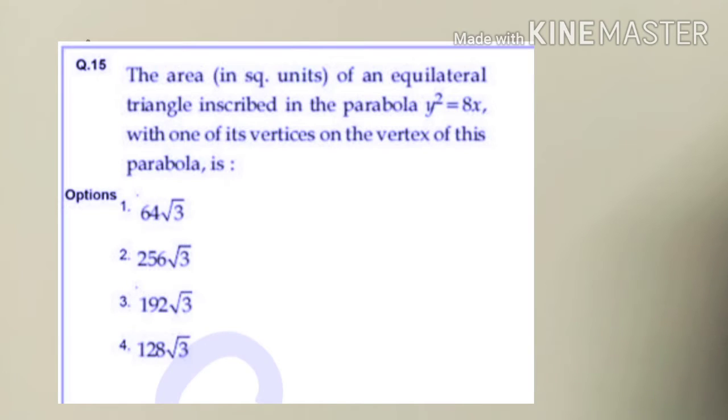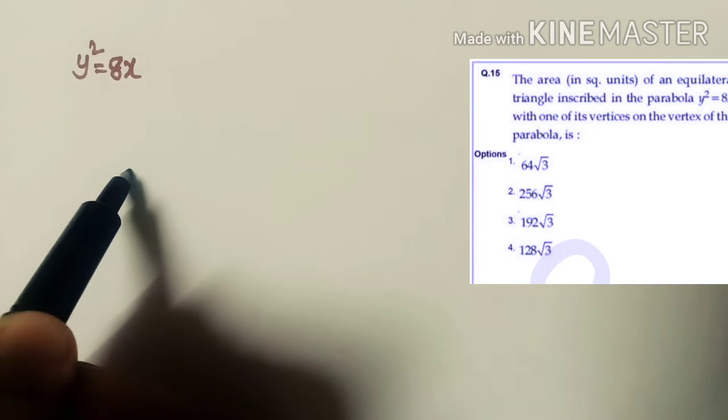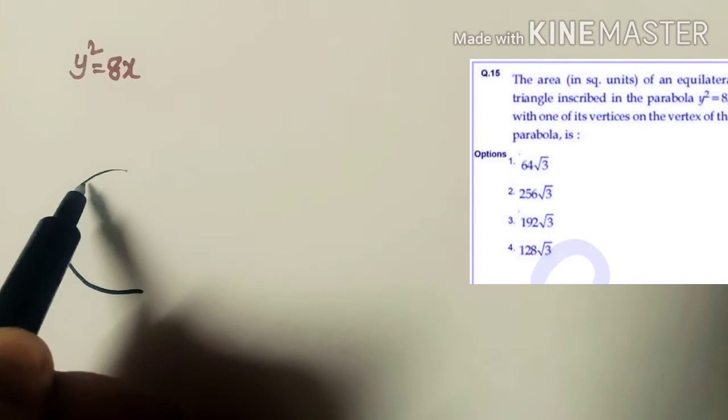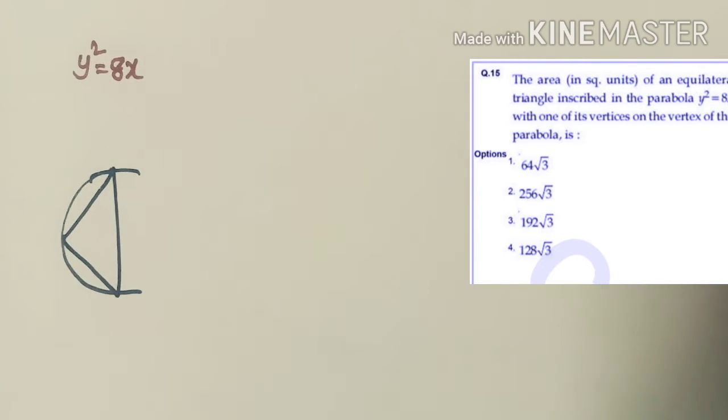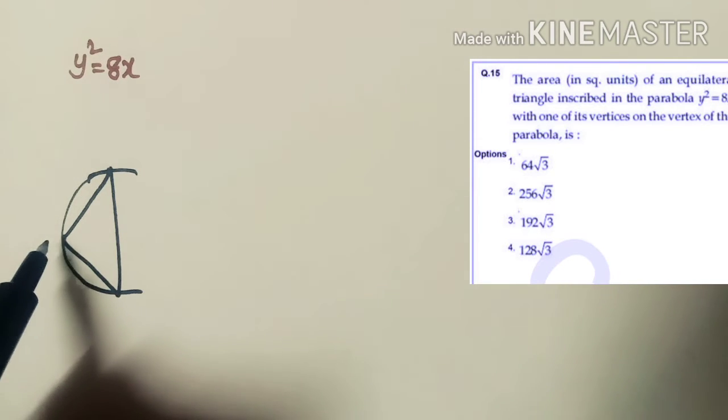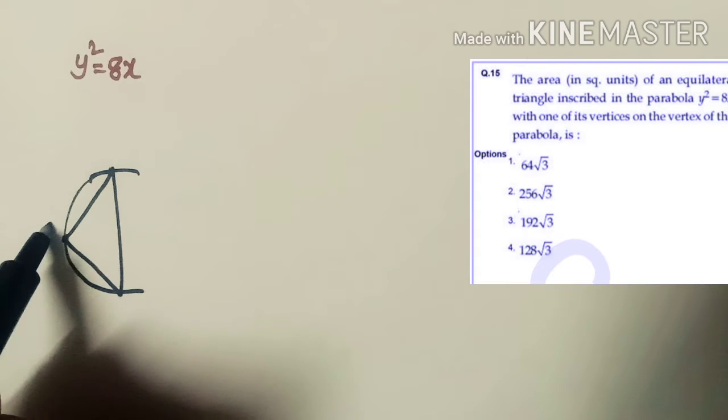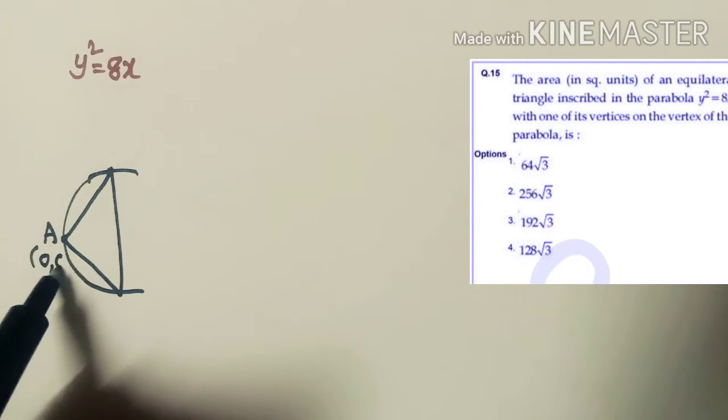Next problem: the area of an equilateral triangle inscribed in the parabola y² = 8x, with one of its vertices at the vertex of this parabola, is. The options are 64√3, 256√3, 192√3 and 128√3. So here the given parabola is y² = 8x. Now one equilateral triangle is inscribed in the parabola like that. This is the equilateral triangle.